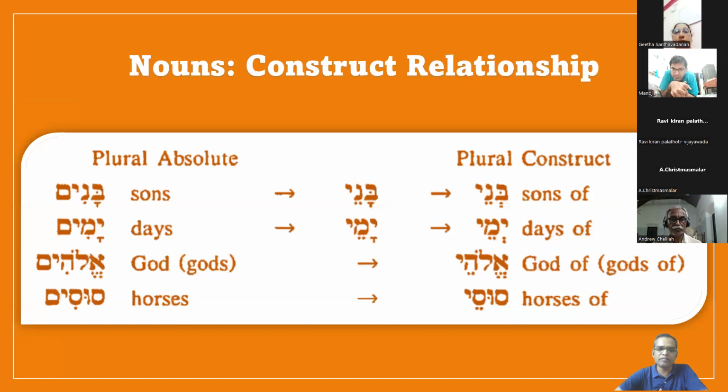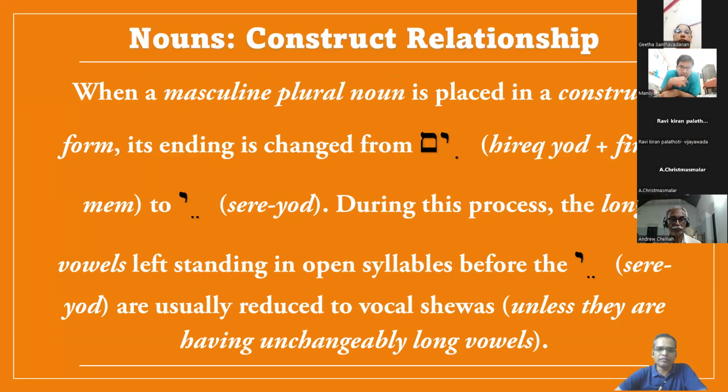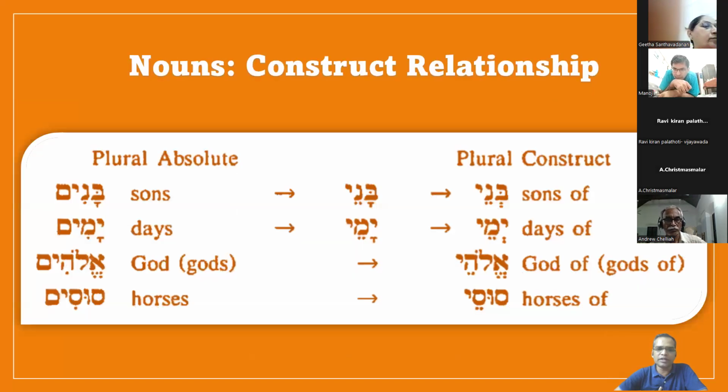So banim becomes bane, but the previous letter is carrying a full vowel in an open syllable. So that will be reduced to simple vocal shiva. That's why bane has become bene. So when you see bene, two things you should understand. Bene is the plural noun basically, that is bani, and now it is in the construct state.